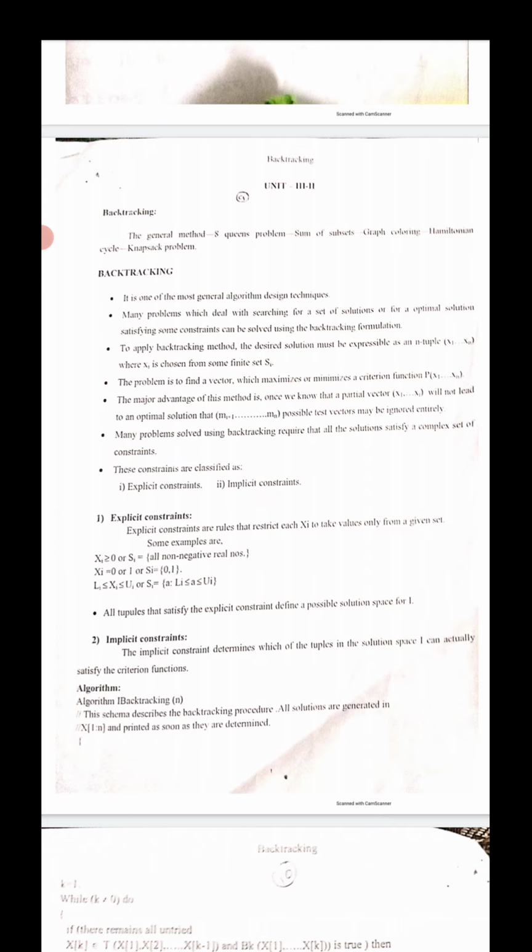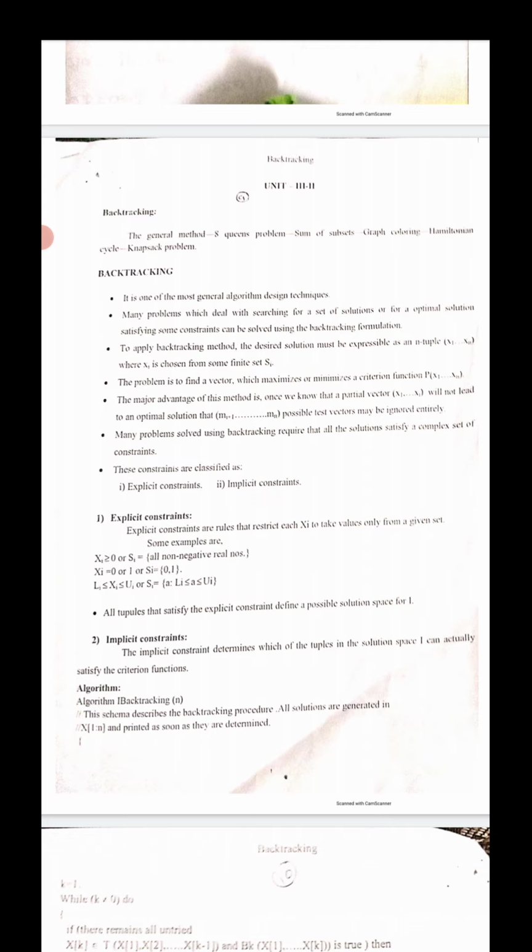These constraints are classified into two kinds. The first one is explicit constraints, and the second one is implicit constraints. Explicit constraints are rules that restrict each xi to take values only from a given set.